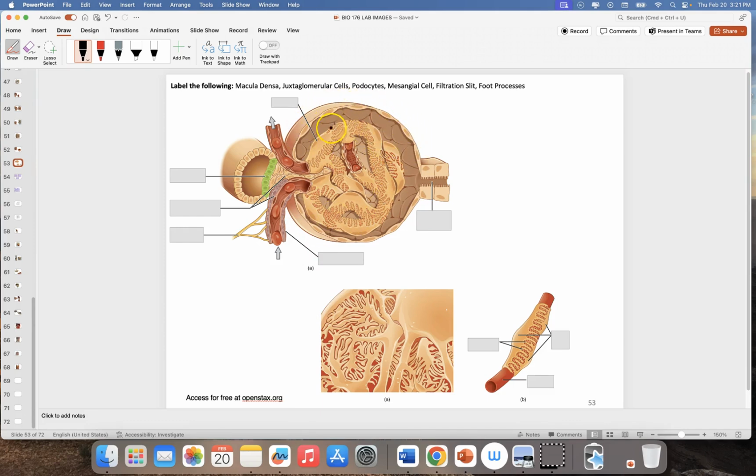Inside, we have our ball of capillaries known as the glomerulus. That is correct. And we're going to talk a little bit more about some of the cells associated with these structures, and then we'll talk briefly about their roles as well.